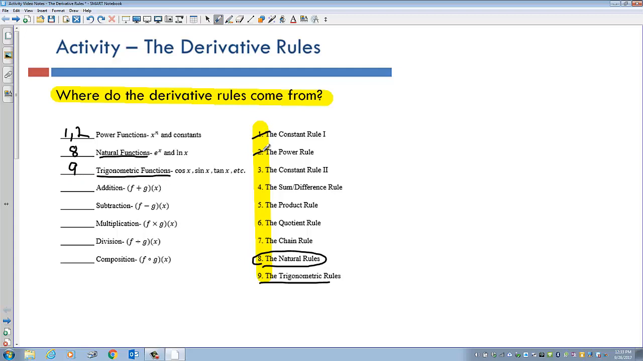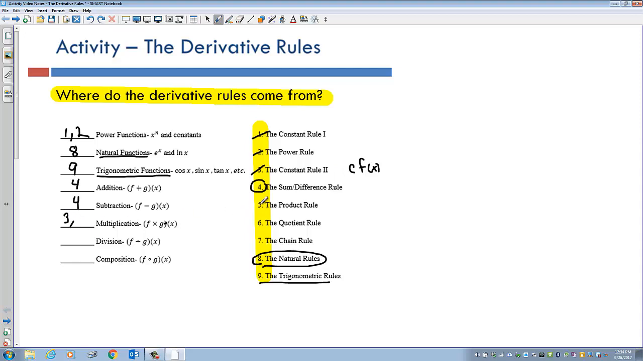To take derivatives when you add or subtract functions, of course, we have the sum or difference rule, so these are both 4. And then how do you take a derivative when you multiply two functions, f times g? There are actually 2 rules for that. One is sort of a subcase: how do you take the derivative of a constant times a function? That's the constant rule, part 2, so that's part 3.